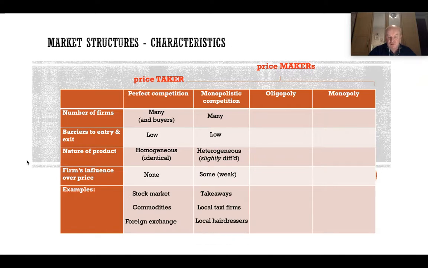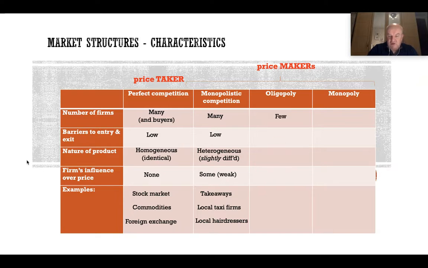So if you think about Bournemouth as an area, you've got loads of takeaways, loads of different taxi firms, and loads of local hairdressers that all offer something slightly different to the market. As a result of that, they have some differentiation, then they have some influence over market price. So you can see that as we move more towards a more competitive market, things start to change in terms of the market structure and their characteristics.